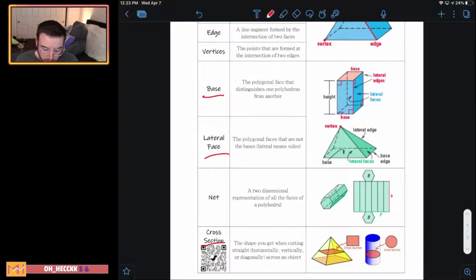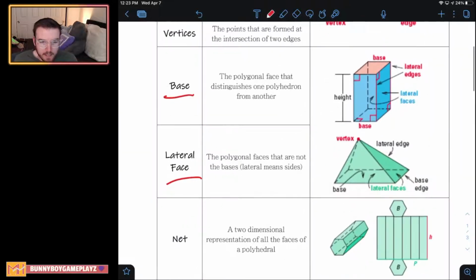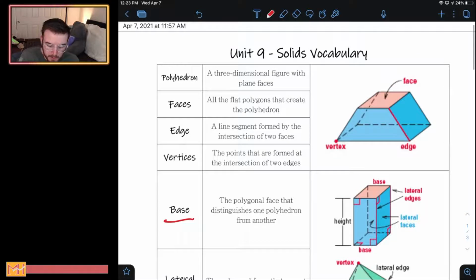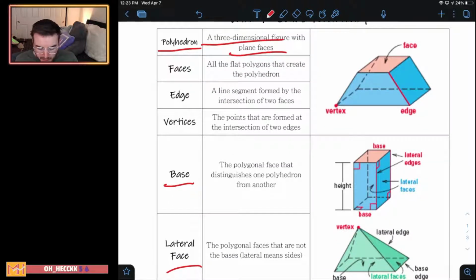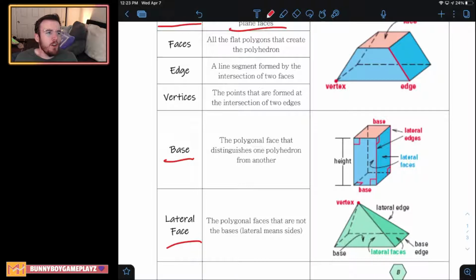So, the base of a polyhedron, which is a fancy term for a three-dimensional shape. Maybe we should discuss that. A three-dimensional shape is called a polyhedron. The polygonal face that distinguishes one polyhedron from another is called the base. So think of all the 3D shapes that you know: you've got boxes, cubes, pyramids, cylinders, like a can of soup.